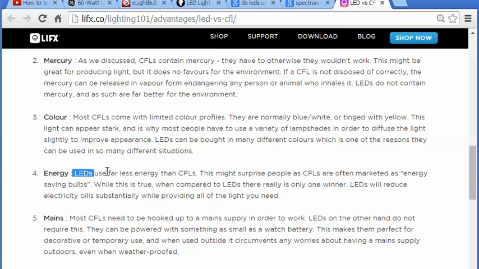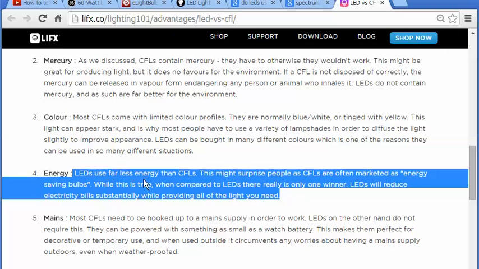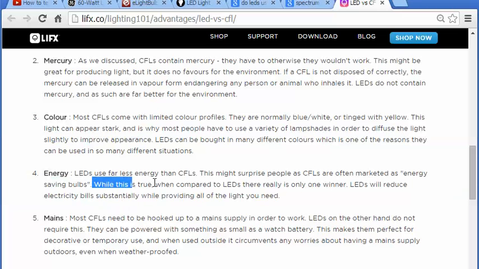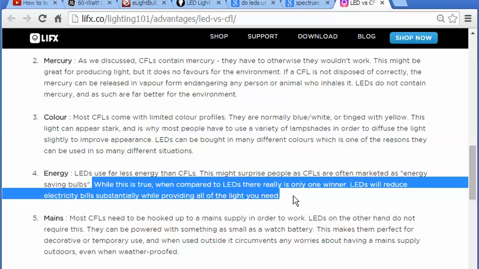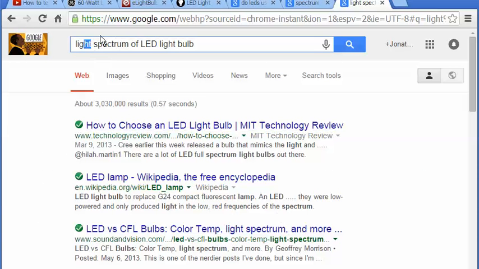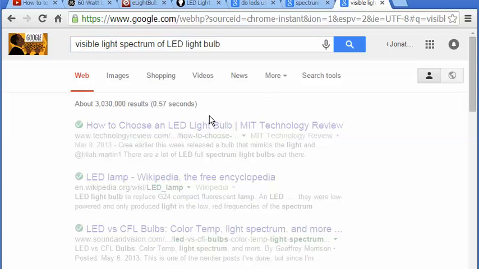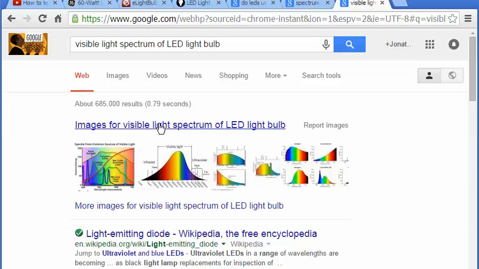And this is the part that I'm not quite grasping. LEDs use far less energy than CFLs. This might surprise people, as CFLs are often marketed as energy-saving bulbs. While this is true, when compared to LEDs, there is only one winner. LEDs will reduce electricity bills substantially while providing all of the light you need. So I'm going to try to see if I can find the visible light spectrum of an LED light bulb and see what the images look like for that.